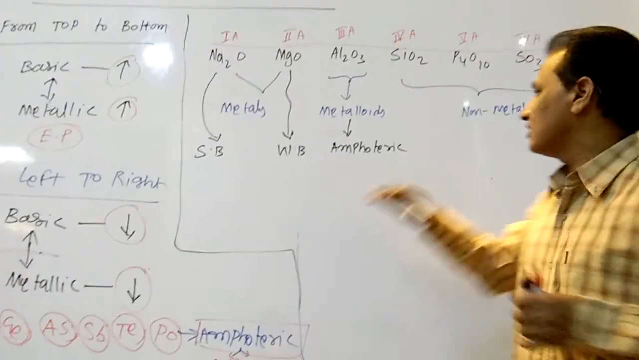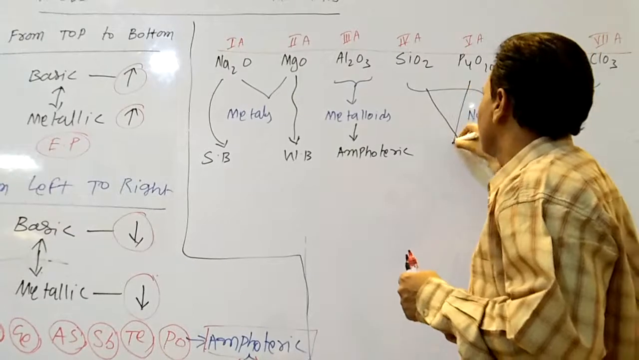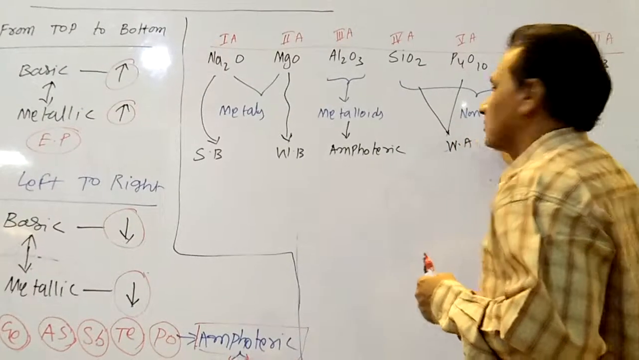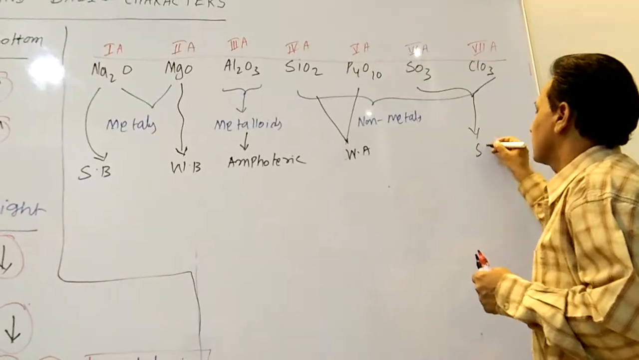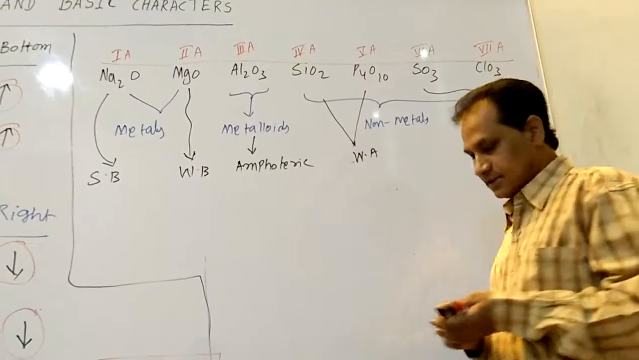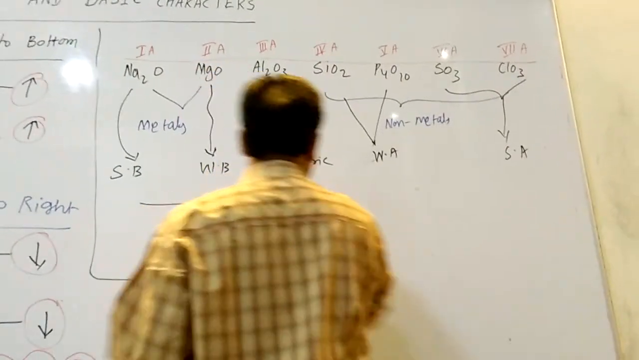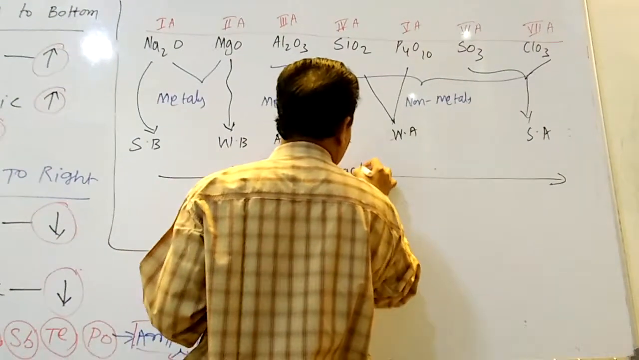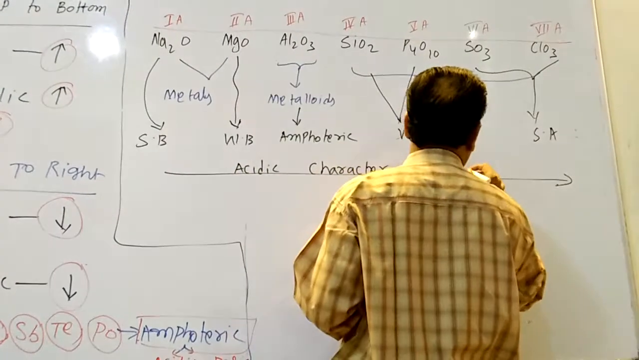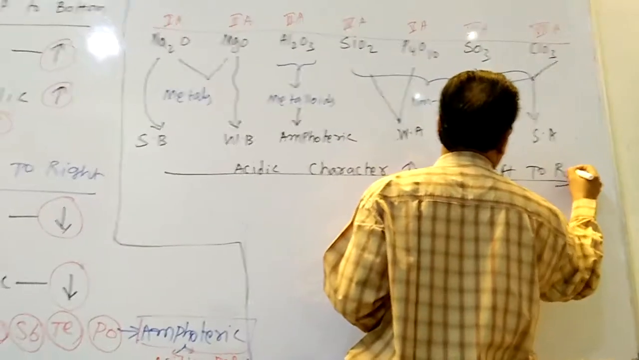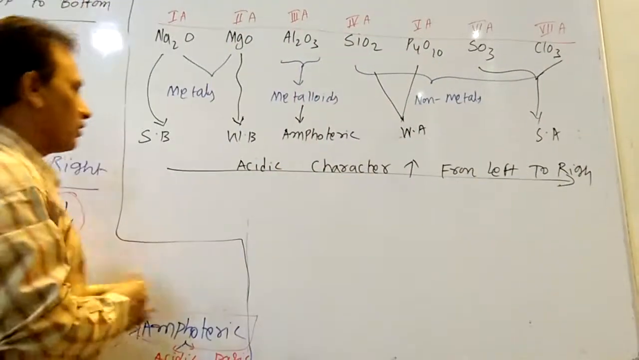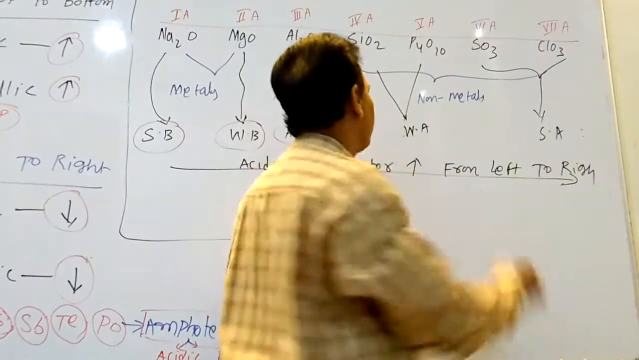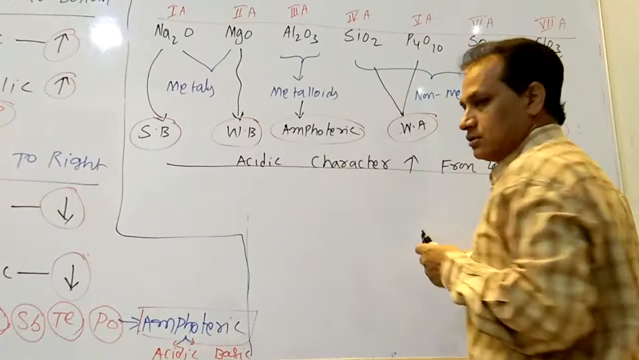And coming to non-metals, these are weak acids and these two are strong acids, which means acidic character is increasing from left to right. So the first group oxides are strong bases, second group are weak bases, third group are amphoteric, fourth and fifth groups are weak acids, and sixth and seventh are very strong acids.